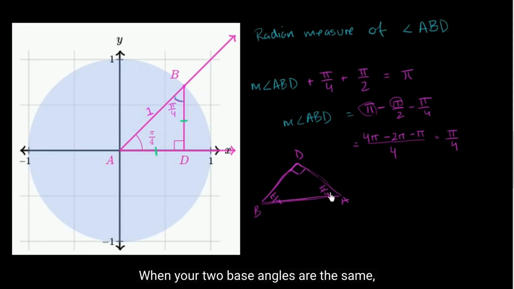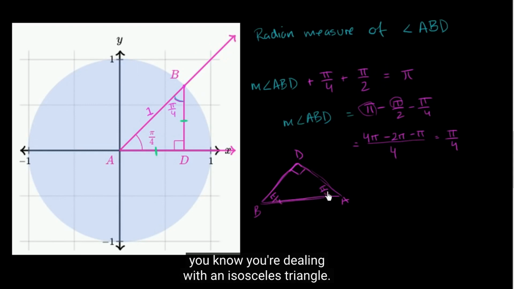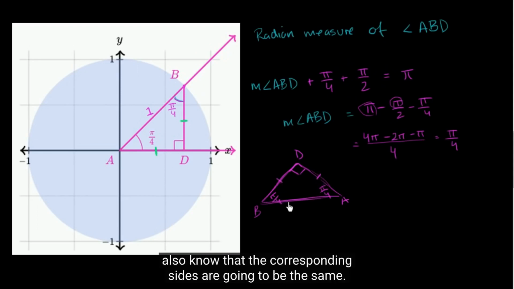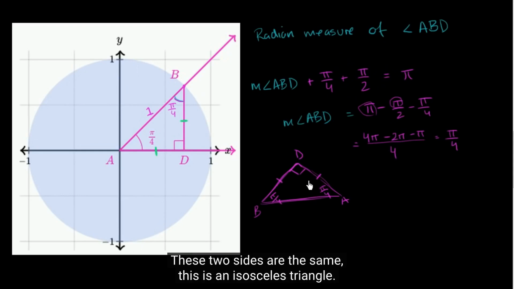When your two base angles are the same, you know you're dealing with an isosceles triangle. But because they're not all the same, you know it's not equilateral. If all of the angles were the same, this would be equilateral. But this is an isosceles non-equilateral triangle. So if your base angles are the same, then you also know that the corresponding sides are going to be the same. These two sides are the same. This is an isosceles triangle.